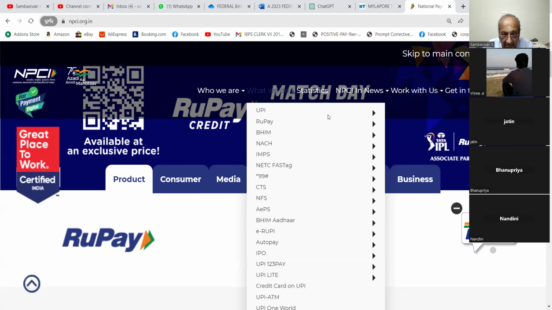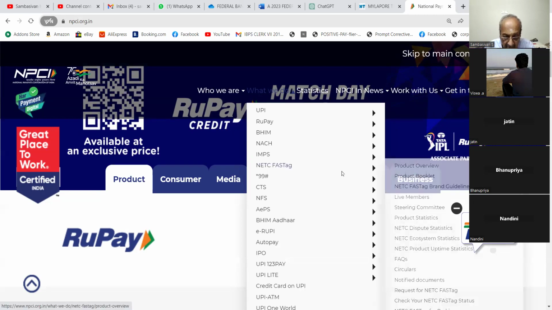UPI, Rupay, BHIM, NACH, IMPS. NACH means National Automated Clearing House. IMPS means Immediate Payment Service. Continue.